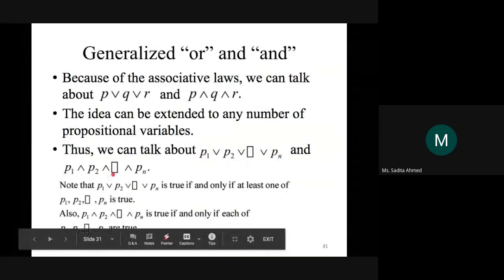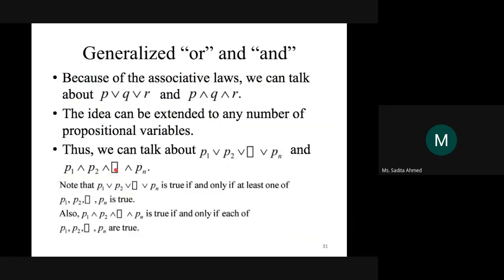The generalized and is the opposite. The generalized and will be true only and only when all of the variables in the generalized and are true, and it will be false as long as at least one of the variables in the generalized and is false.